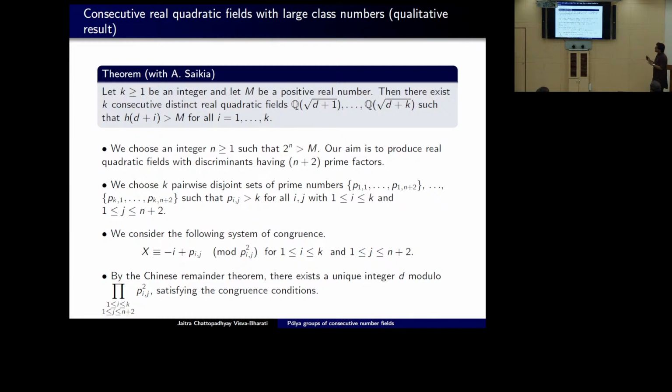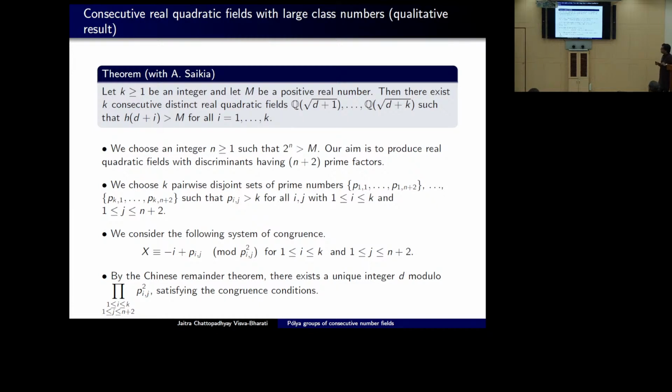So these are the primes we choose, all are bigger than k, and we form this system of congruences: x congruent to -i plus p_{i,j} mod p_{i,j} squared. Since all these primes are distinct, the moduli are all distinct. So we can apply the Chinese remainder theorem to catch hold of some integer d which is unique modulo the product of the moduli.